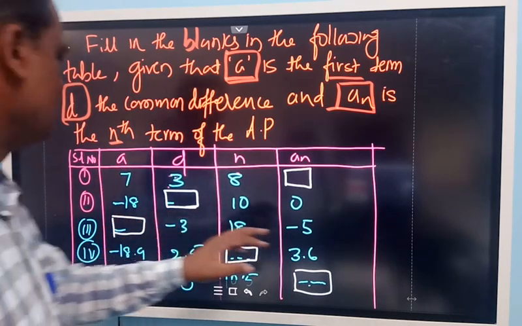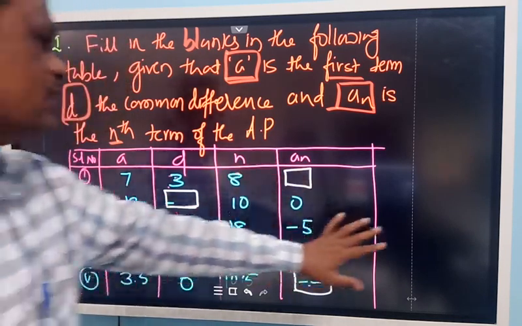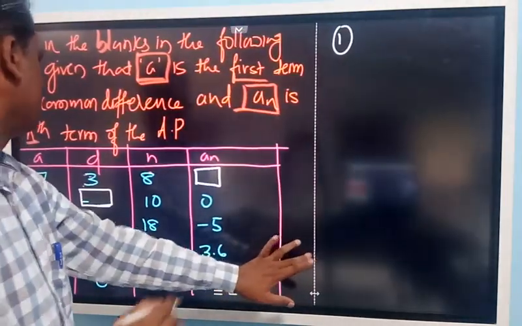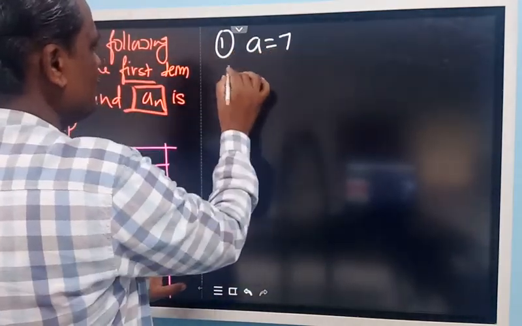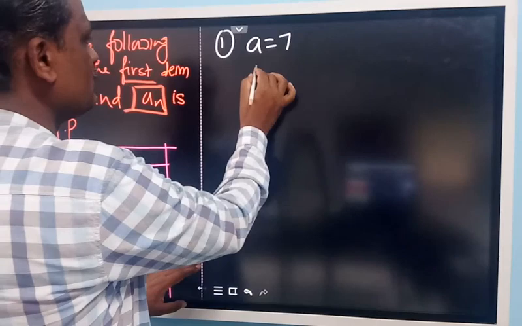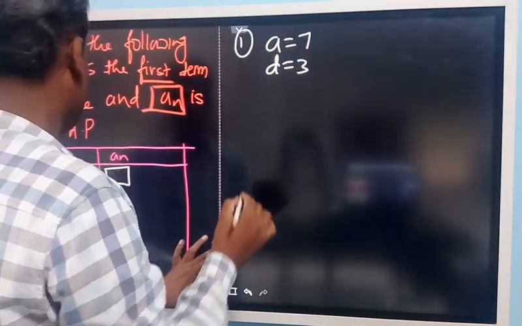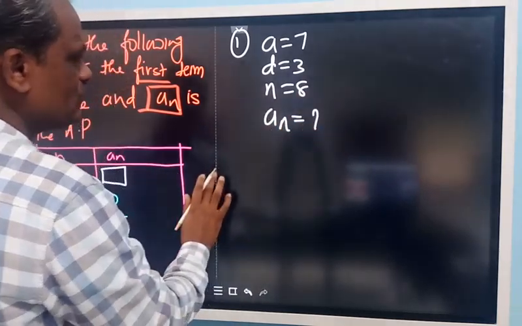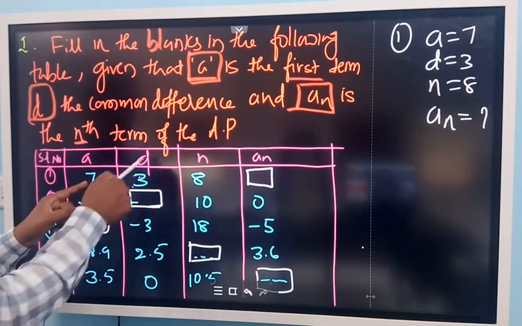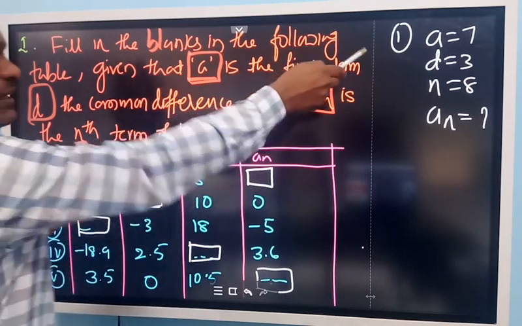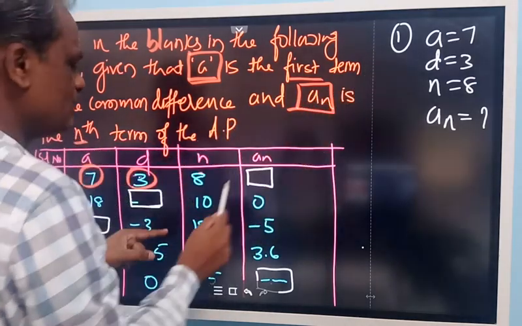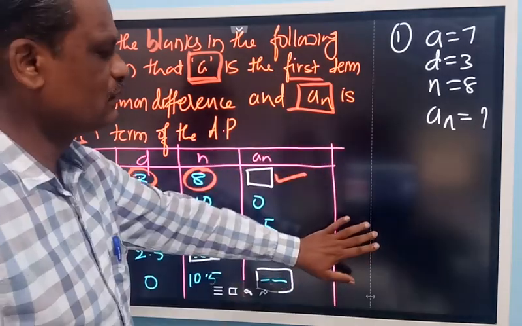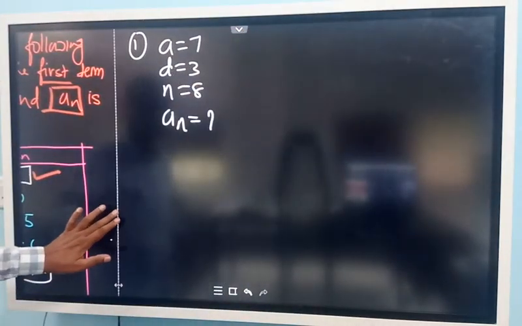So let us select the first one. What information have they given, let us write systematically. First question. Here, first, they have given the A value, A is equal to 7. Then what else is given? D is equal to 3. Then N is equal to 8. The question we have to find out, AN, is question mark. Whatever they have given, I have written there: A is 7, D is 3, N is 8, AN is question mark. We have listed out whatever is given.